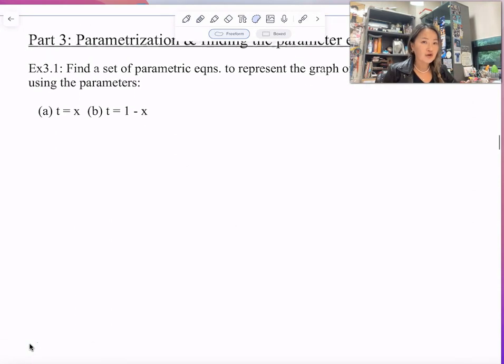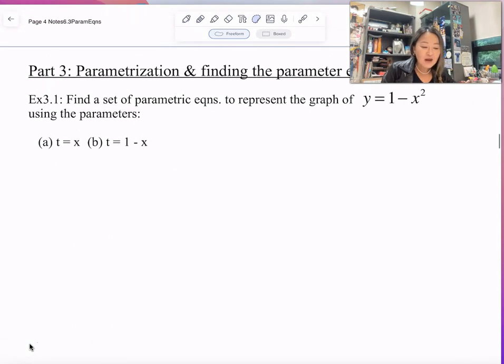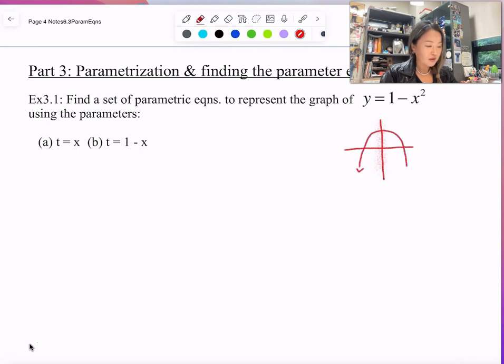Now, part 3 on your notes. Follow along. Find the set of parametric equations to represent the graph of y equals 1 minus x squared. Wait, 1 minus x squared? We already know what that graph looks like, don't we? That's pretty obvious. This graph looks something like this.